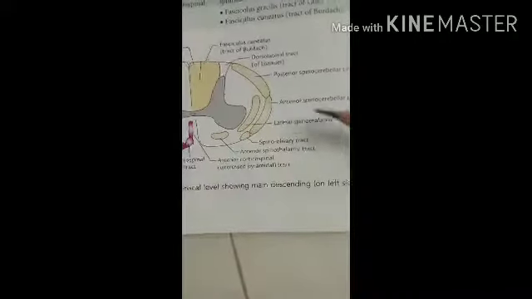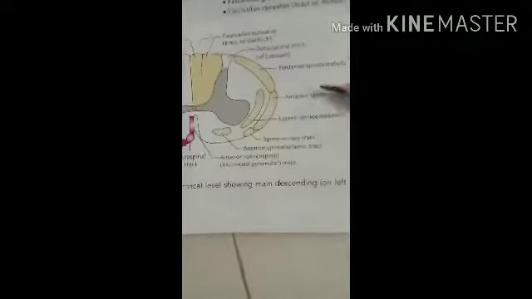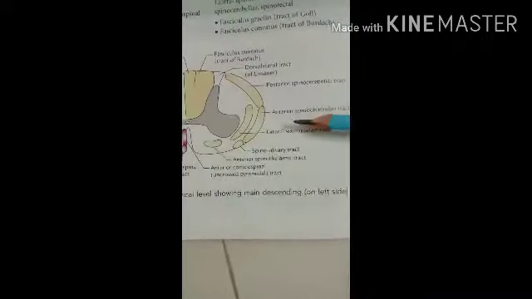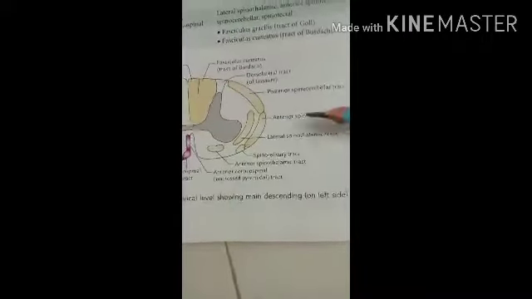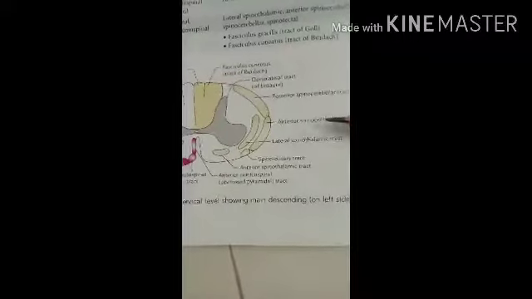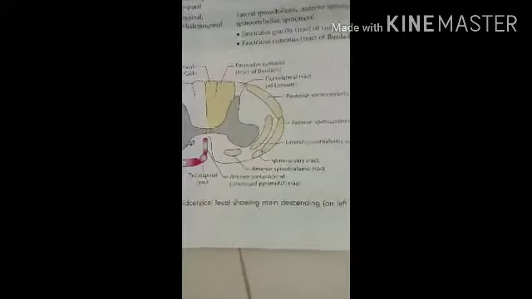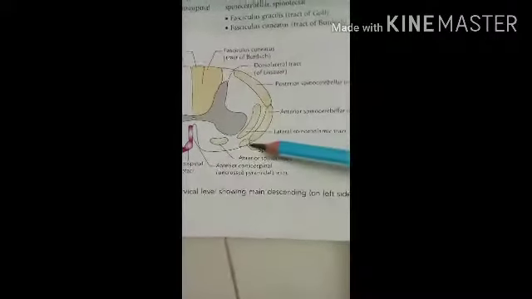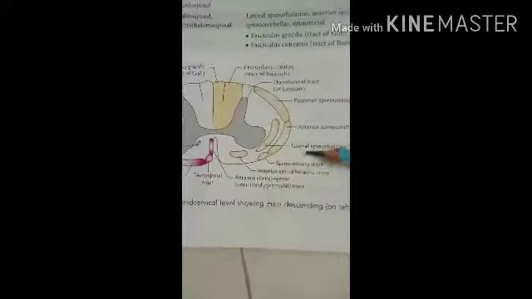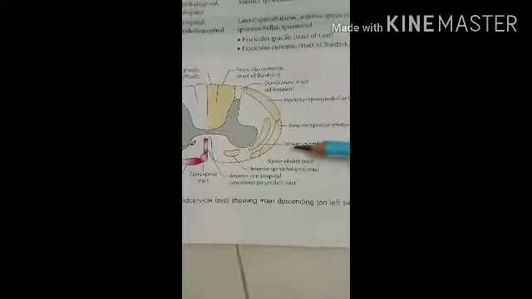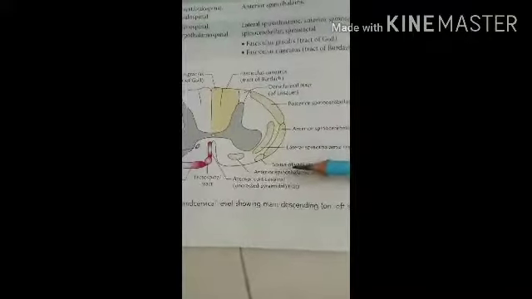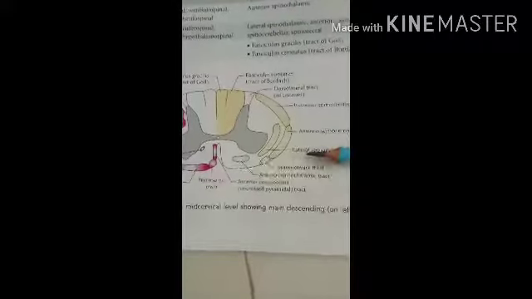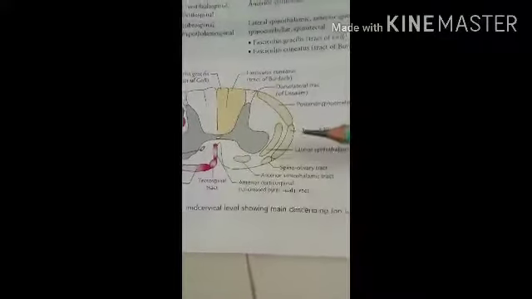Then the anterior spinocerebellar tract. It begins from the posterior gray column of the same side. Then the next is the spino-olivary tract. It begins from the posterior gray column and terminates in the dorsal and medial accessory olivary nucleus, and the function is proprioceptive sense.